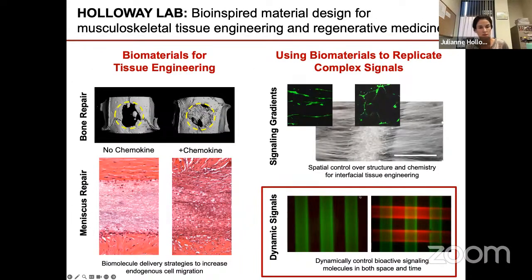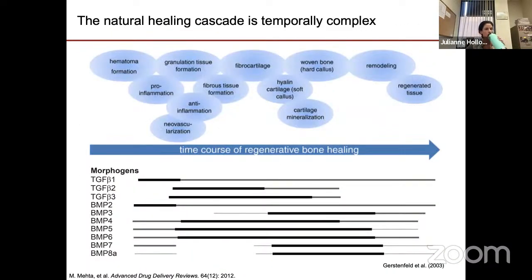So I'm going to spend the last half of my talk here going over methods that we've developed to temporally control signals within our biomaterials. The reason that we're really interested in temporal control is because the natural healing cascade is temporally complex. You can see here the time course of healing for bone. Initially there's hematoma, a lot of inflammation before fibrous tissue and cartilage formation. Then you get the callus bone formed before this is finally remodeled into healthy, mature bone.